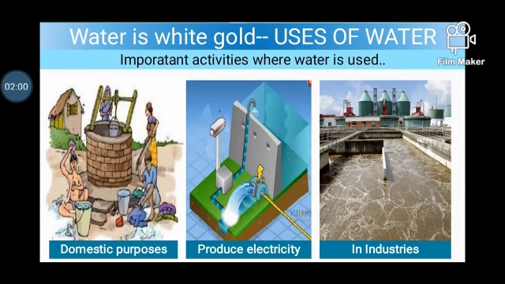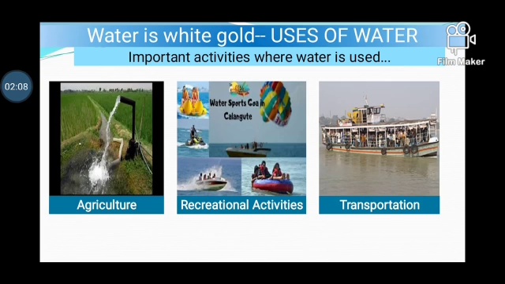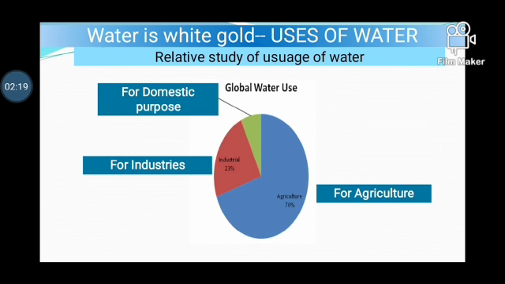Domestic purposes, producing electricity, and in industries, water is used. Agriculture, recreational activities, and transportation are other uses of water. Water is also used for domestic purposes. For industrial purposes, it is used 23%, and for agriculture, it is used for 70%.